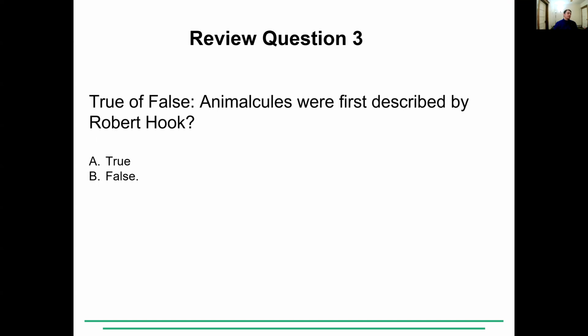So true or false, animalcules were first described by Robert Hooke. I'm going to give you, say, 10 seconds for this. It shouldn't take you that long. Was Robert Hooke the person that described animalcules? And the correct answer here is false. Remember that it was Antonie van Leeuwenhoek that described the animalcules, the merchant that had like 400 plus microbes. He was the one that described and drew the animalcules. Robert Hooke was the first one to create the microscope, and he looked at the cork cells.